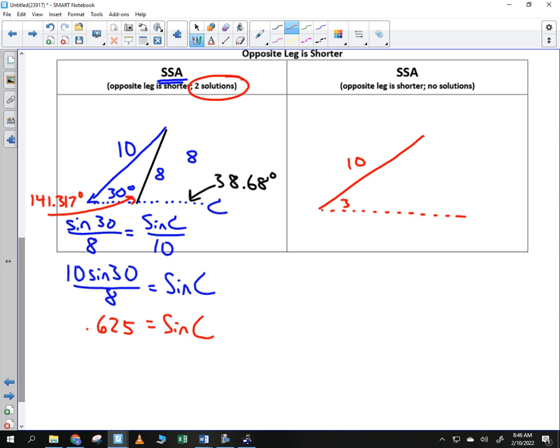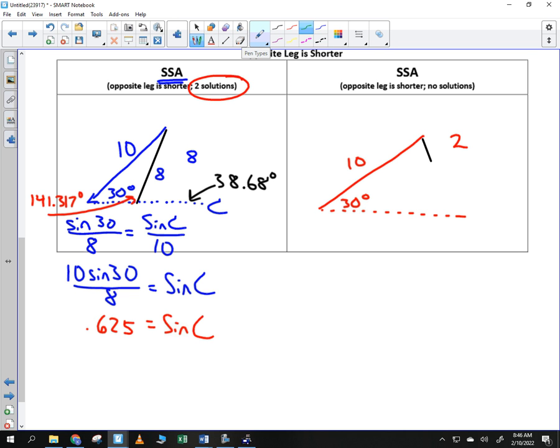Side of 10, an angle of 30 degrees. And then I'm going to have a side length of 2. Does everybody agree that a side length of 2, there's no way that would reach down and make an entire triangle, would it? This side is just way too short. There's no way.